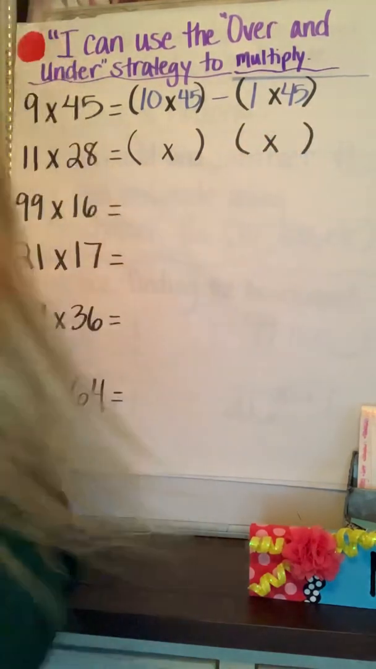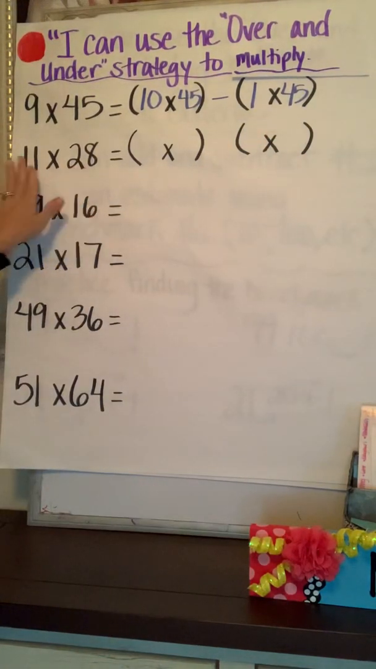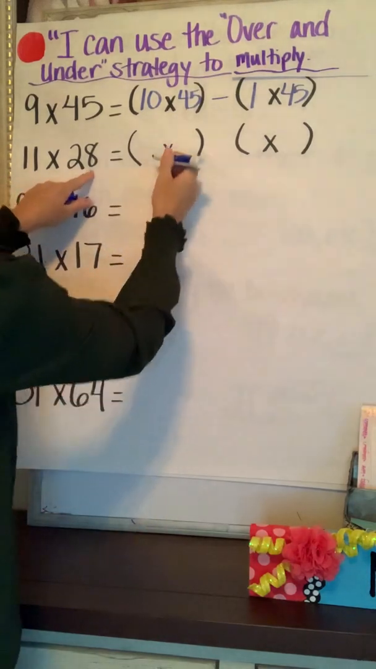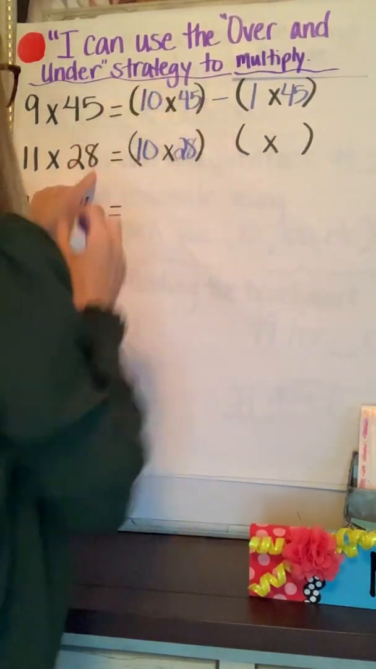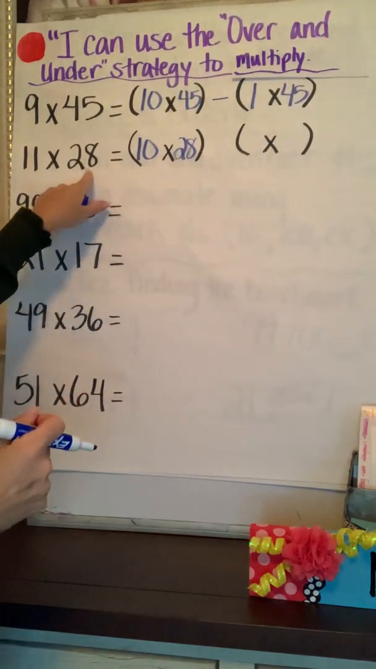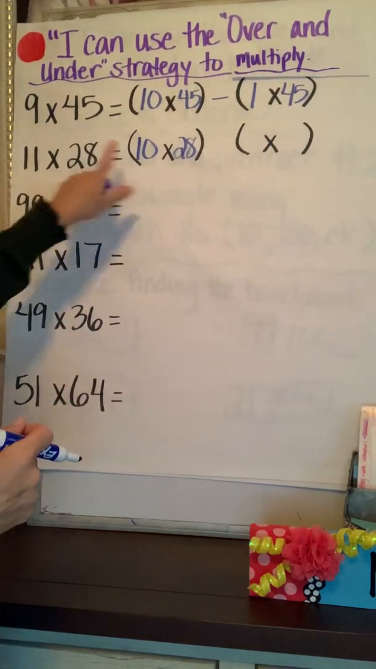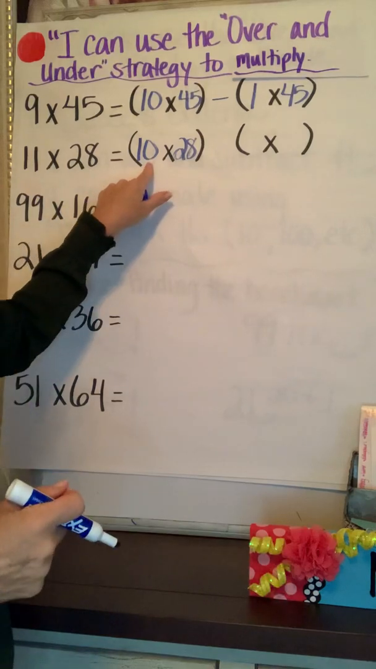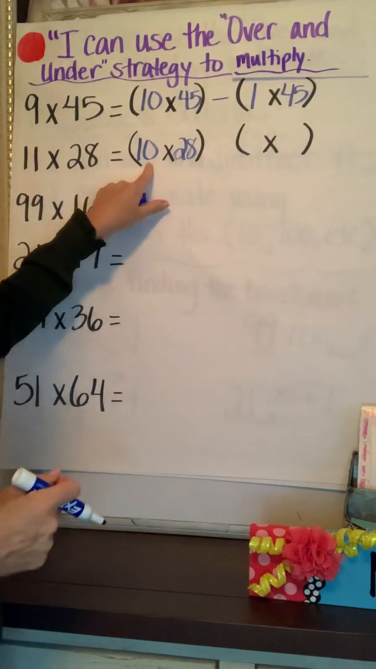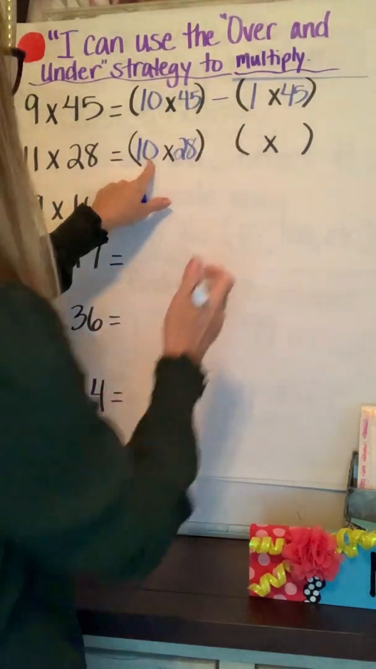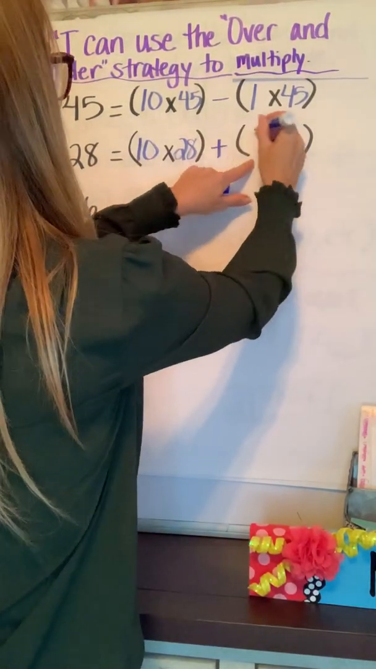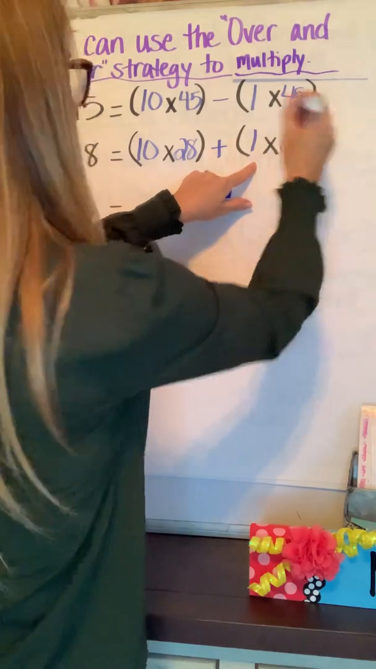All right, let's try another one. 11 times 28. First, let's choose our benchmark number. 10 would be pretty close to 11. So instead of 11 times 28, I'm going to change this to 10 times 28. But, uh-oh, if I'm supposed to give you $28 11 times, I just gave you $28 10 times. I owe you 1 more group of 28. So this time, instead of subtracting 1, to get back to 11, we need to add 1 group of 28.